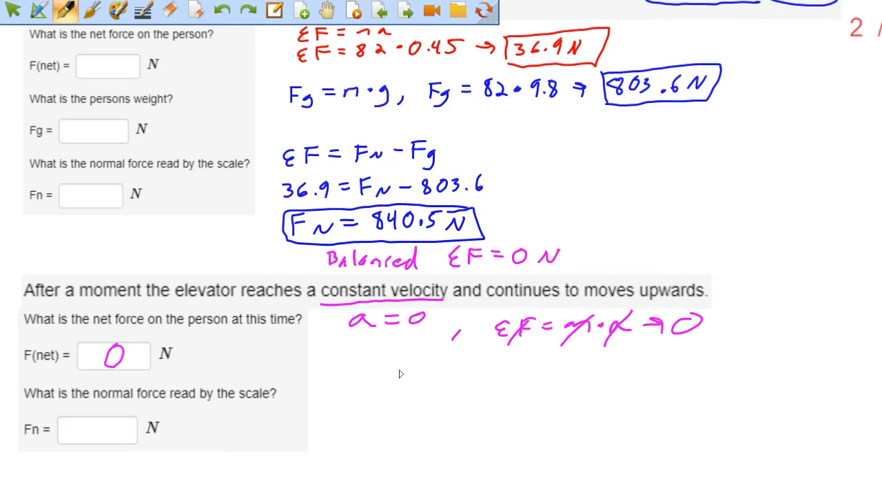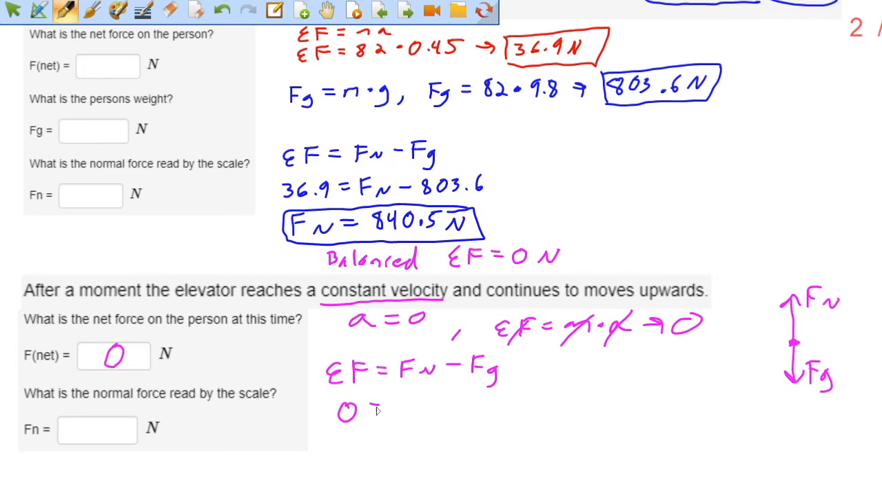The way that we can figure out the normal force read by the scale is drawing another free body diagram. We show normal force points upward. It says that it's moving at a constant velocity, so these forces should be balanced. So force gravity should be the same size and point down. We're going to take our equation, net force equals the forces that point up, force normal, minus the forces that point down, force gravity. Plug in our values.